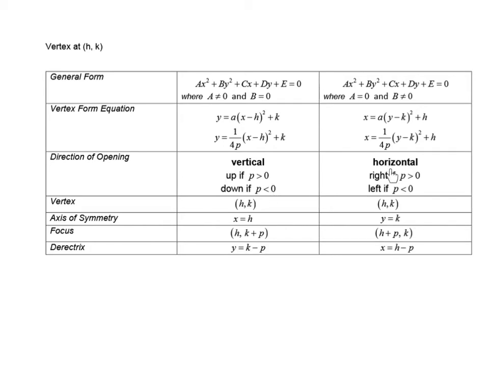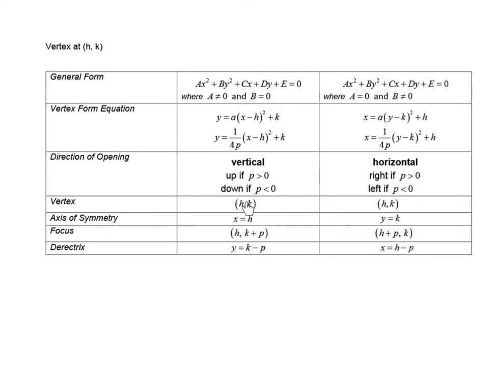If it's a horizontal parabola, in other words, if it's opening sideways, left to right, if it opens right, then p is greater than 0. If it opens left, then p is less than 0. So really the positive or negative just gives us the direction of the parabola, not necessarily that it's a negative distance, because there's really no such thing as a negative distance. It's just telling us which direction the parabola opens, whether it opens up or down or left and right.